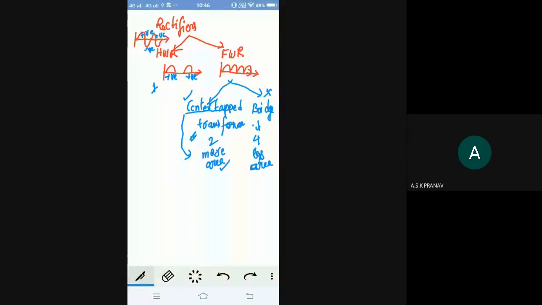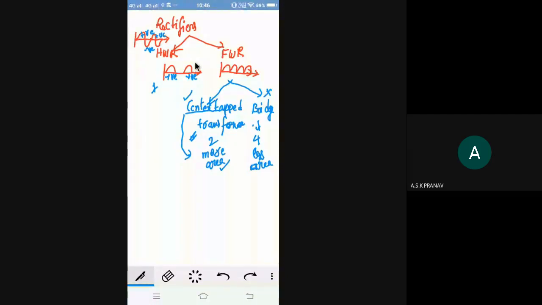So, rectifiers are mainly classified into two types: the half wave rectifier and the full wave rectifier. What is the main difference between them? In a half wave rectifier, only the positive half cycles of an input signal are converted into pulsating DC. Whereas in a full wave rectifier, both positive and negative half cycles are converted into pulsating DC.